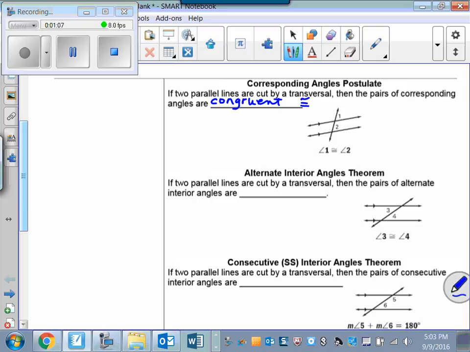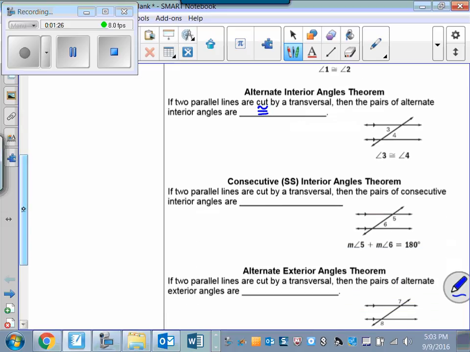All right, how about the alternate interior angles theorem? Well, that says if two parallel lines are cut by a transversal, then the pairs of alternate interior angles are congruent. So we know that corresponding angles are congruent, alternate interior angles are congruent.